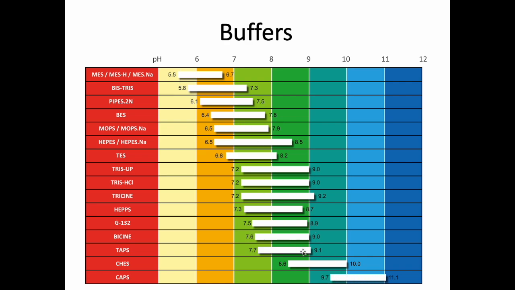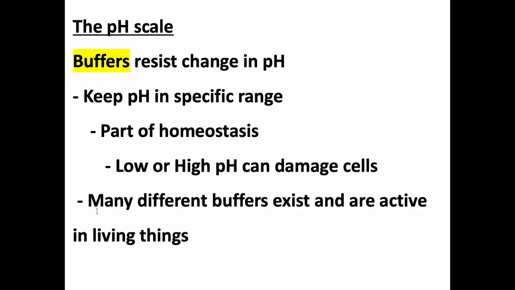Again, there are tons more of these that exist, but every single buffer has their special little range where if it gets too low, they'll start acting like a base. Too high, they'll start acting like an acid. Your take home from this colorful table is that there are many different buffers that exist, and they're active in living things. Again, part of the homeostasis of our cells and around our cells.